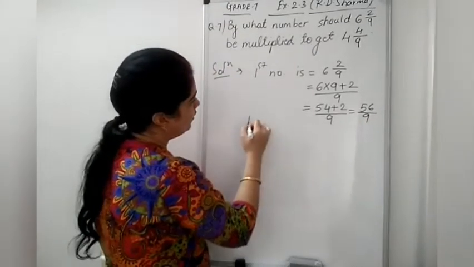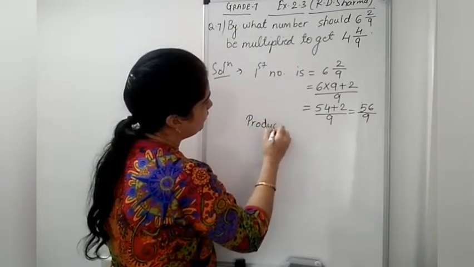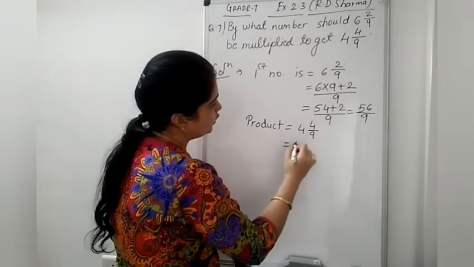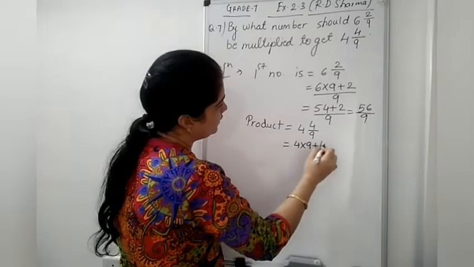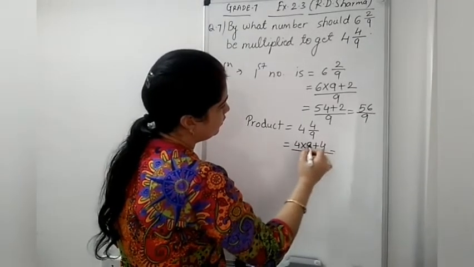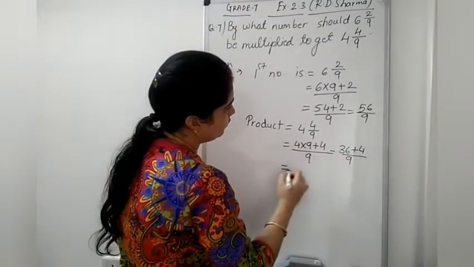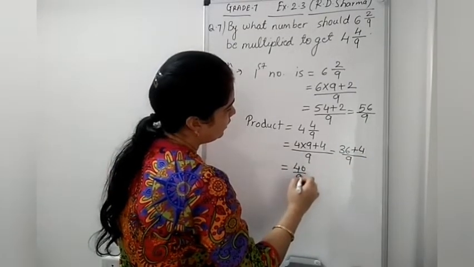Now what is the product? The product is given. Product is 4 4 upon 9. Again we will convert it into a normal fraction like this. 4 nines are 36 plus 4 upon 9, which will give you 40 upon 9.